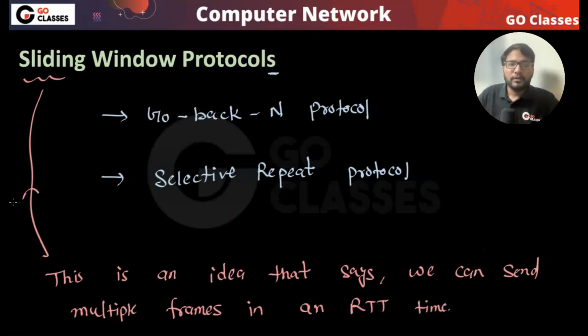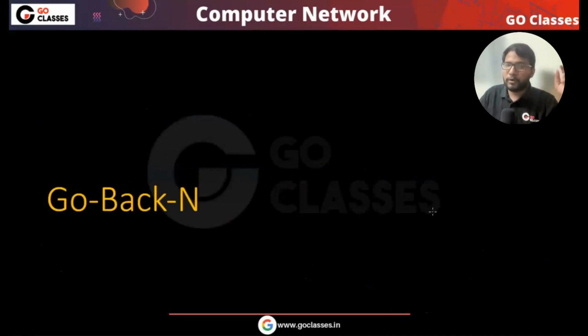Okay. So this is of two types. One is called go back n and another one is called selective repeat. Let's just first start with go back n. Okay. So what is this protocol? Let's just try to understand.